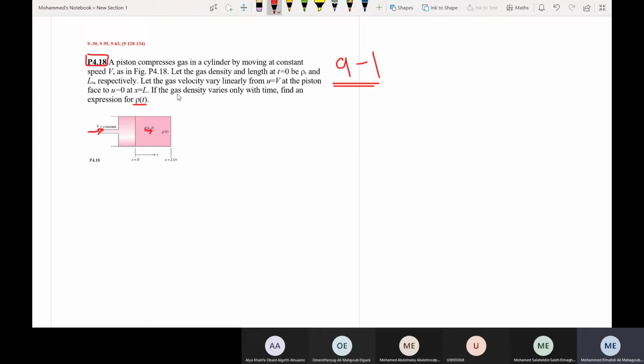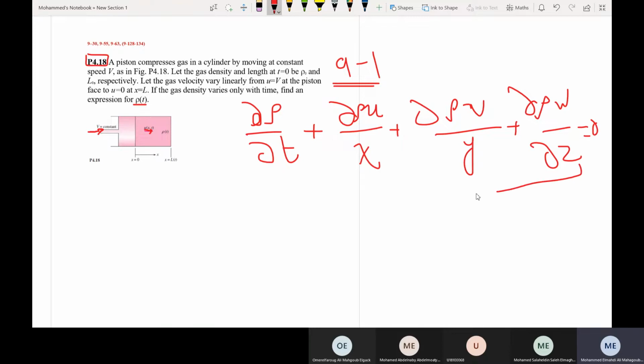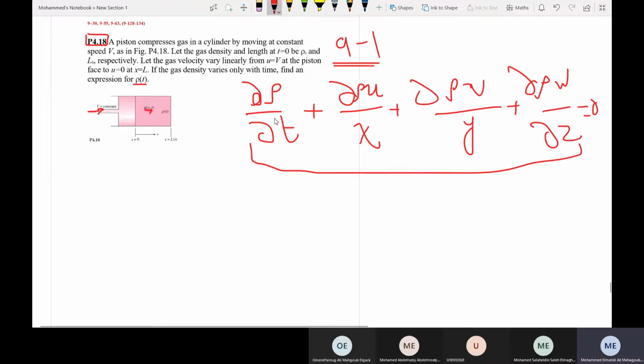It is in the differential form, of course, because chapter 9 is about fluid using differential analysis, not integral analysis. So partial rho by partial t plus partial of rho u, don't take the rho outside, by partial x, plus partial of rho v by partial y, plus partial of rho w by partial z should be equal to 0. This is the continuity equation for compressible flow. This is the first step, and after you write the equation correctly, you can continue.